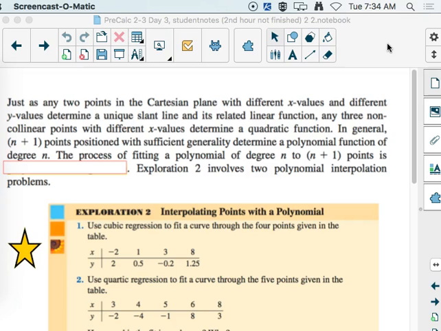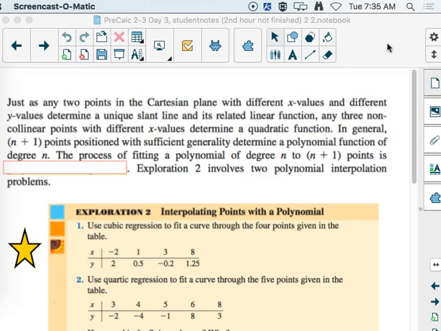And that meant if we know that we have 2 points, we can just find the slope, we can write an equation for it. It'd be kind of silly to use linear regression if it was 2 points, but we could use linear regression. So this is now saying, if you've got 3 points, and maybe you don't want to take the time to look at them to see if they show up as a line, you're guaranteed with 3 points, take 1 away, 3 minus 1 is 2, that you'll be able to write that. So any 3 non-collinear points with different X values will determine a quadratic function, a degree 2 function. In general, n plus 1 points positioned with sufficient generality determine a polynomial function of degree n.